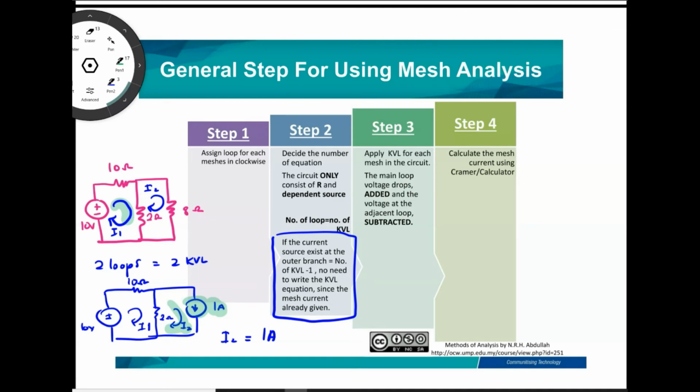Okay, I am referring to the first figure, so this one will be the second figure. So for step 3, apply KVL for each mesh in the circuit. For the main loop, the voltage drops are added, and the voltage of the adjacent loop is subtracted. I will explain this later in the next slide. After you have done all the equations for each loop, then calculate the mesh currents using Cramer's rule and the calculator.